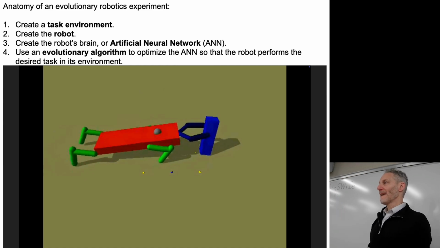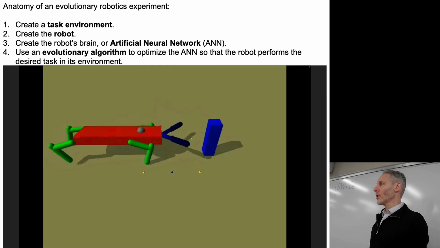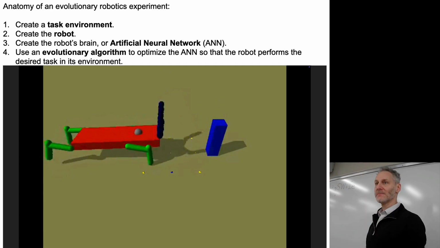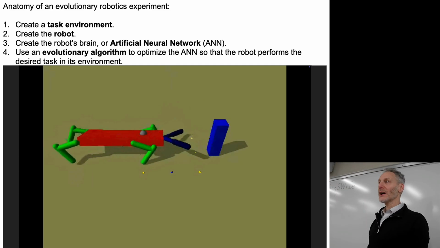Getting a little more coordinated with picking it up, so we can see evolutionary improvement in the behavior of the robot. Yep. The block is moving away.